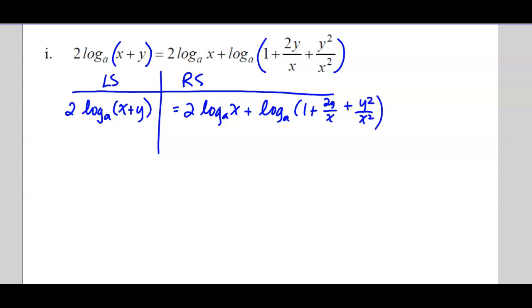So the more complicated side is the right-hand side. Take a look at that. It's the sum of 2 log terms with the same base. The coefficient here is not 1. So if I want to use that product law that says where you take the sum of 2 logs with the same base, you multiply the argument, I actually need to use the power law first.